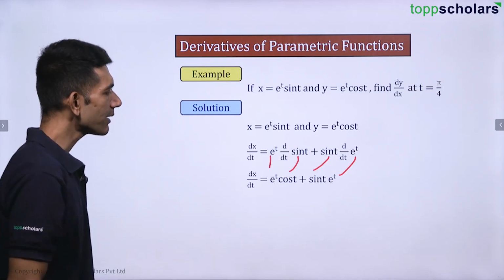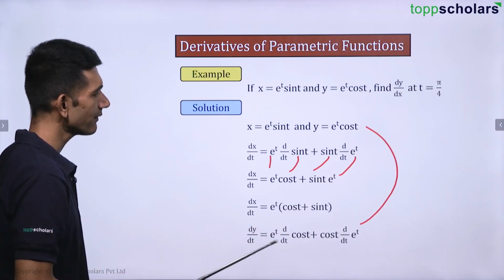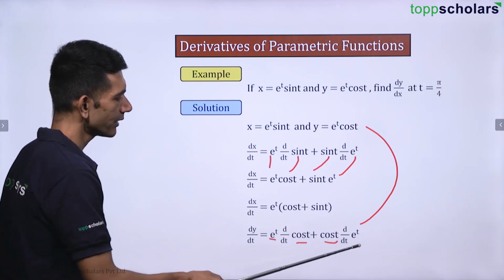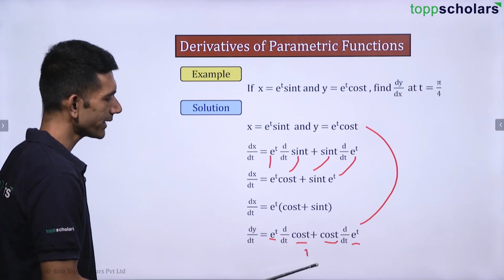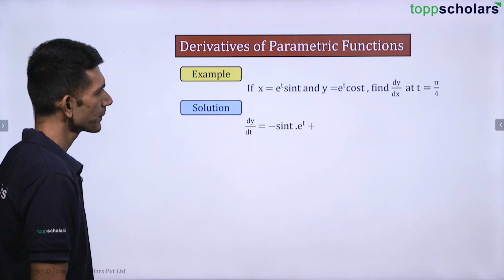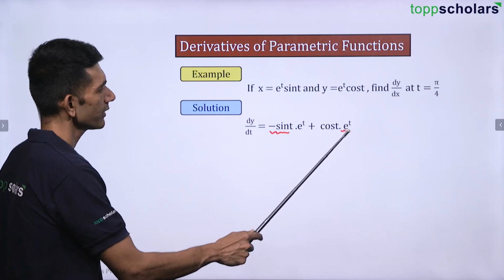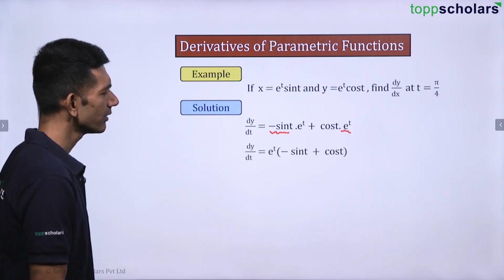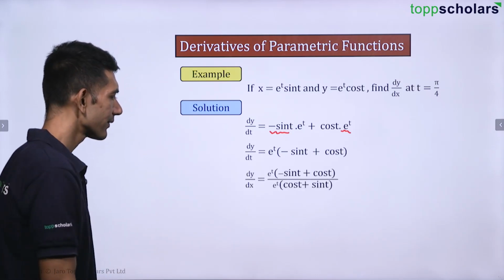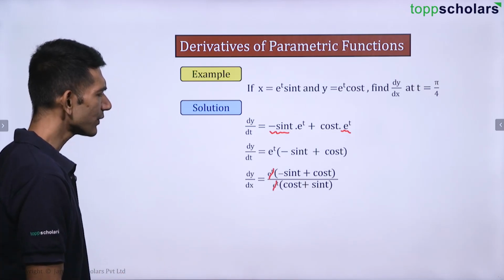Now let me talk about dy by dt. So what will be dy by dt? Dy by dt will be u derivative of v plus v derivative of u. So this will become minus sin t and this will remain e raised to t. See, minus sin t, derivative of e raised to t is e raised to t. If you want, you can take e raised to t common. Now we will take dy by dt by dx by dt, right? So e raised to t will get cancelled. You will get this.